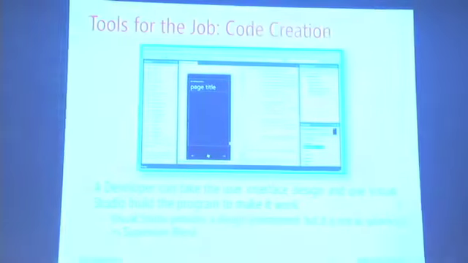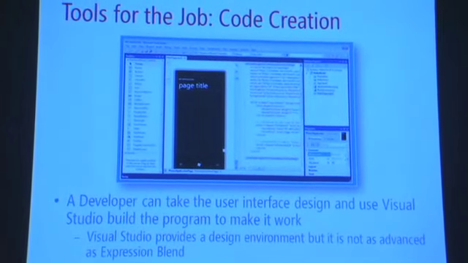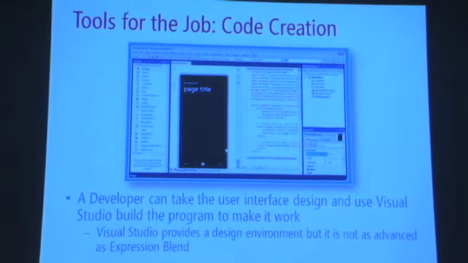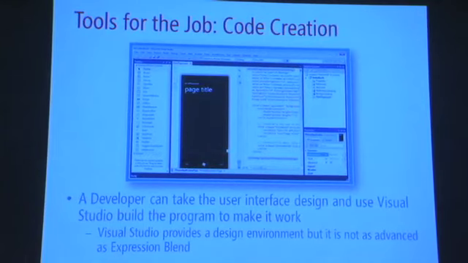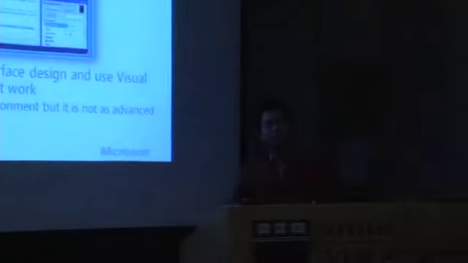Okay. Graphical interface. Tools for the job, right? For code creation, a developer can take that design that the designer created, maybe using Expression Studio, and put it over to Visual Studio. Visual Studio gives you somewhat of a design aspect, when you can drag buttons, but it doesn't give you all these different transformations, the ability to change color and choose from a color picker. All these different things you can do in Expression Blend really easily.